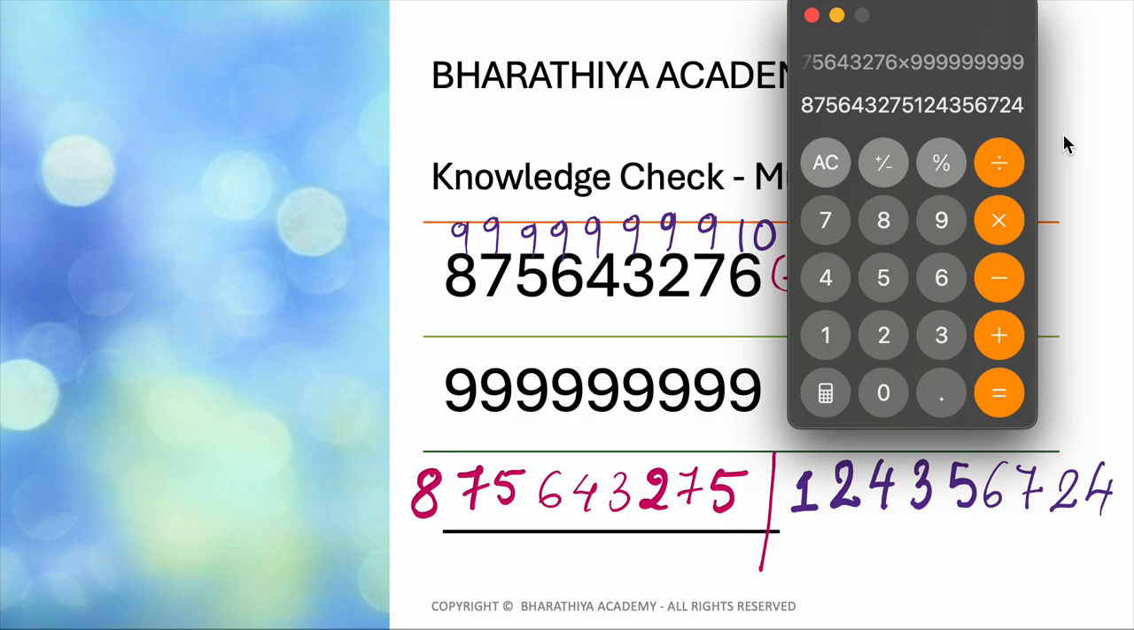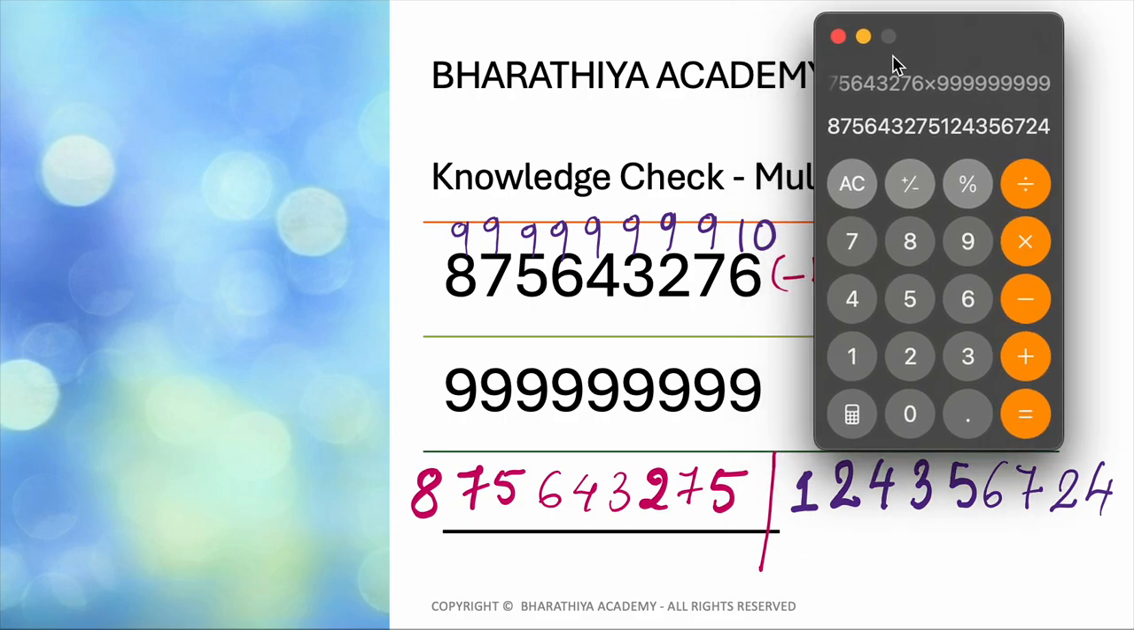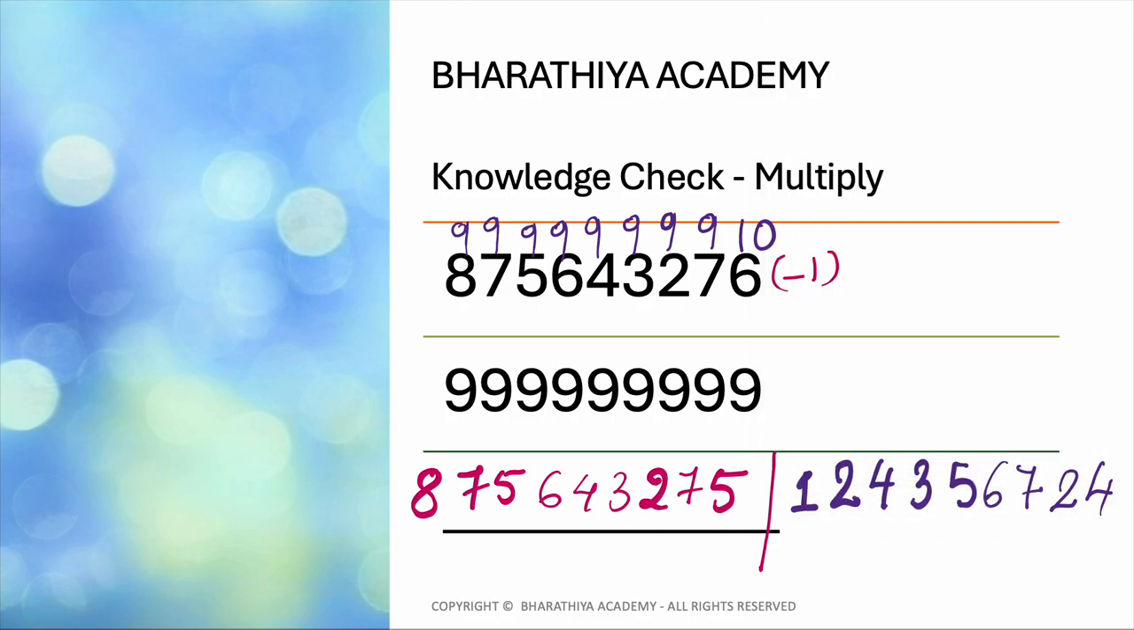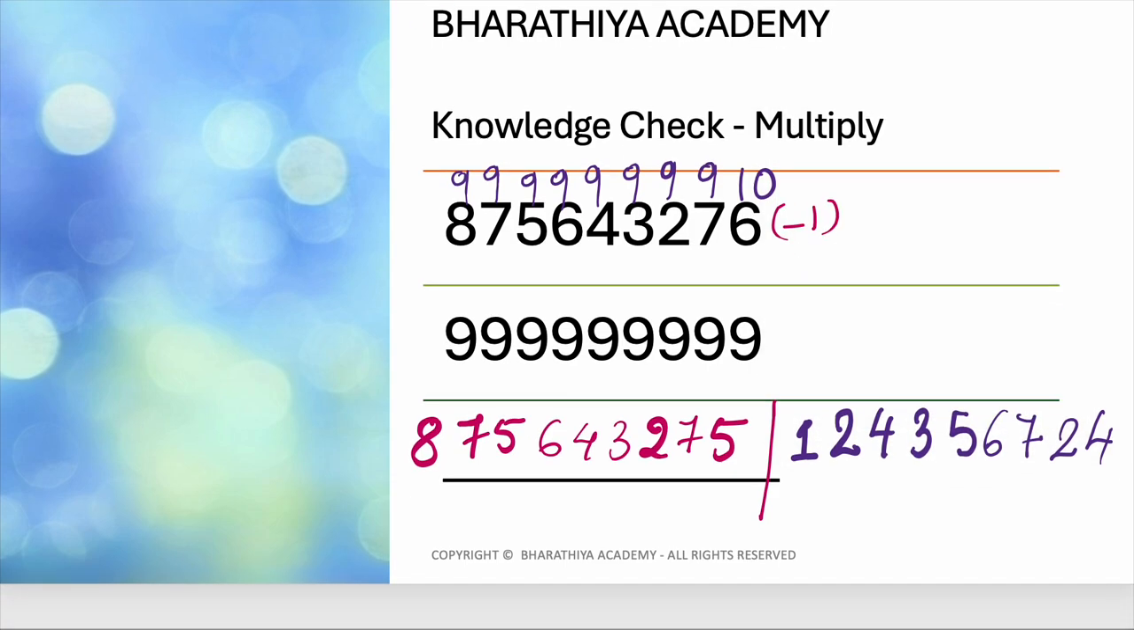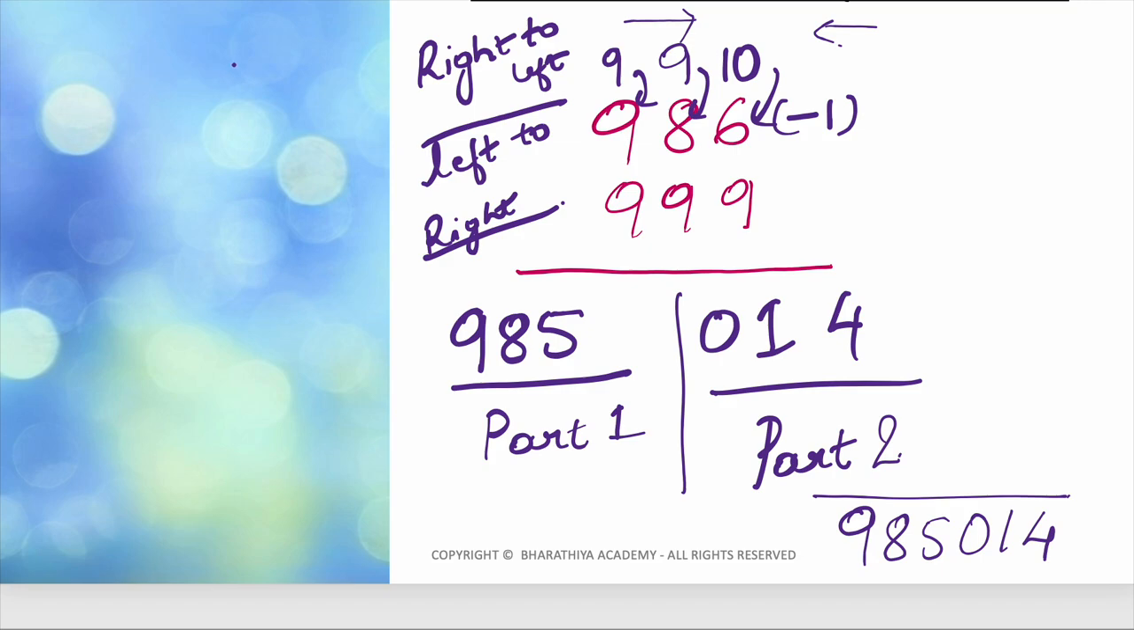87564327512435672 4. Right? Is it correct? Perfect. So that's the right answer, and we got it using a simple Vedic maths technique. Now that we have understood the technique, let's get to the concept of how we are arriving at the answer and what are the concepts that we have applied.